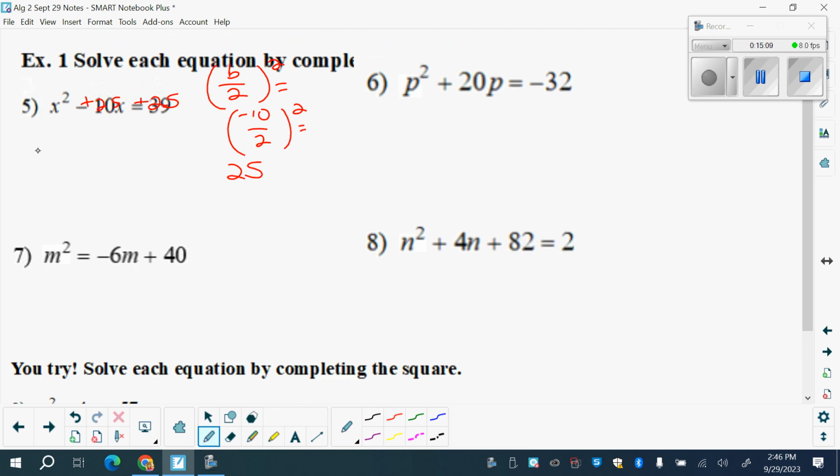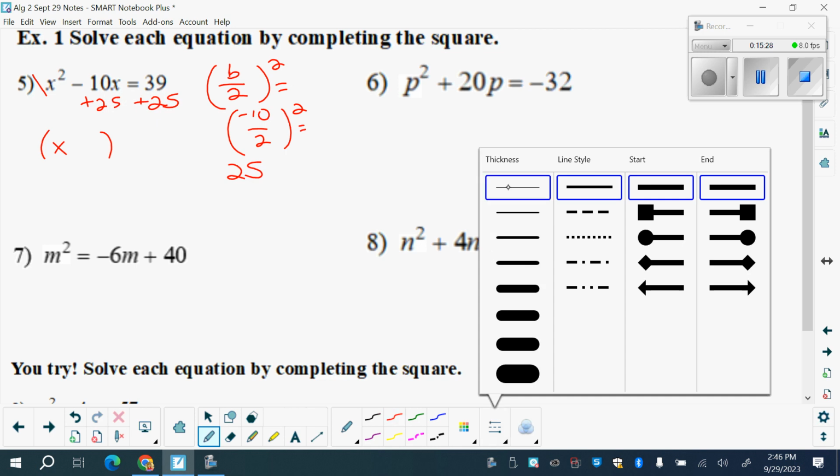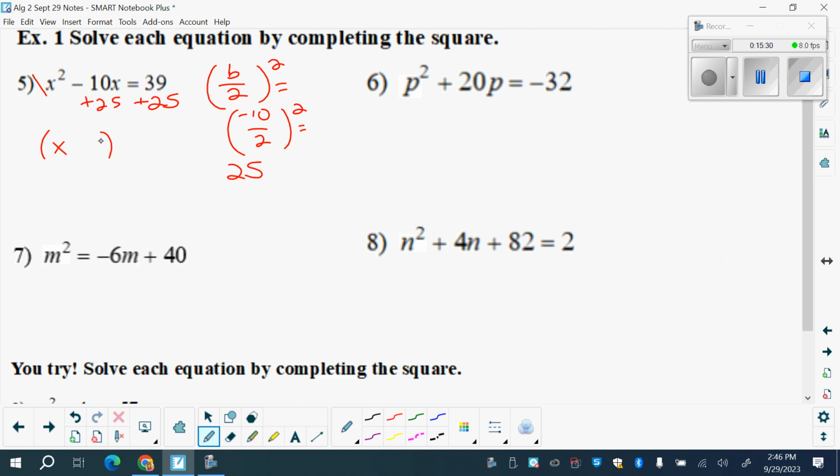So this would be x, and then what's the number that goes after that to get our square? 5, and then is the 5 positive or negative? Negative. This tells us the sign. So it's a -5. And then it's squared.